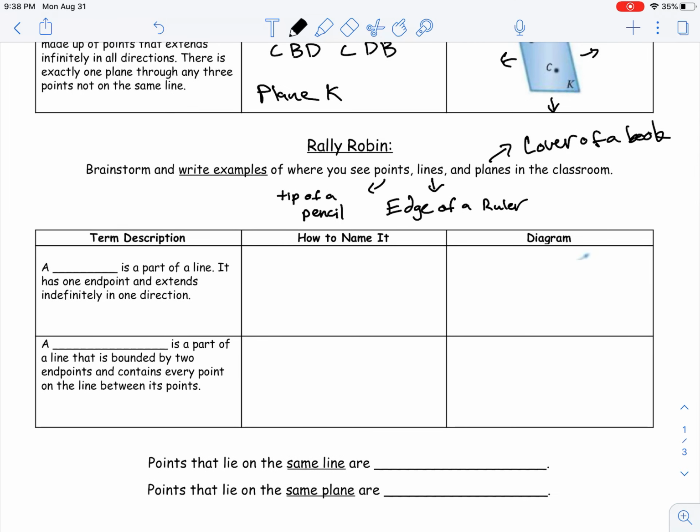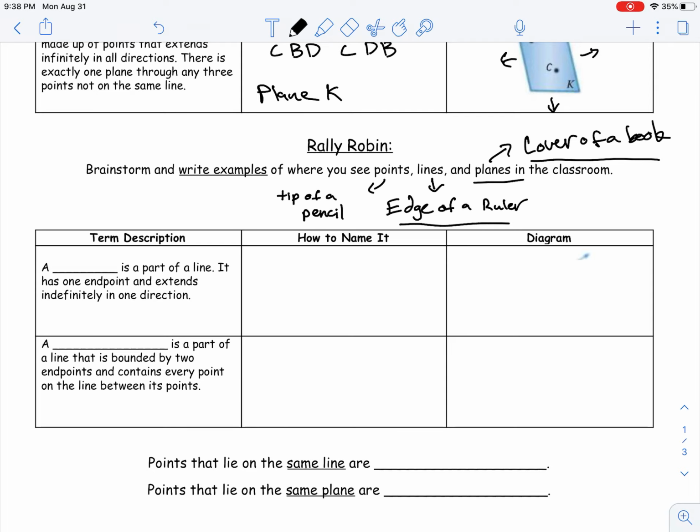So back to what I called a plane. A plane is like the cover of a book, except it's not really, because the cover of the book doesn't go on infinitely in all four directions. But that's the best we can do. The same thing with the edge of a ruler. I can't really do that because it doesn't go on infinitely. It only goes on a foot. So I can't really give you real life examples of where these are. We can only give you kind of examples.